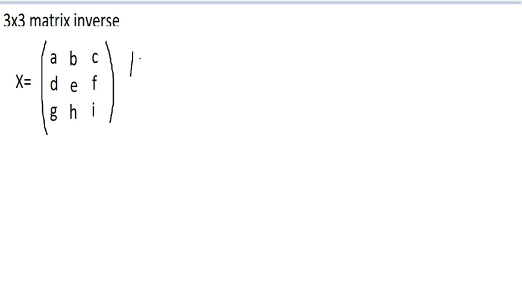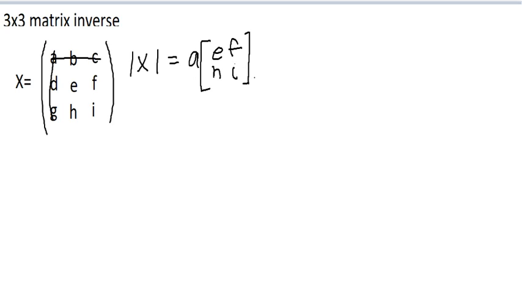of X, you need to first multiply the first three values. Let's first multiply A by the determinant of what's left after you cross out the row and column of that specific value. So in this case, for A, we cross this row out and this column out. What's left is E, F, H, I.